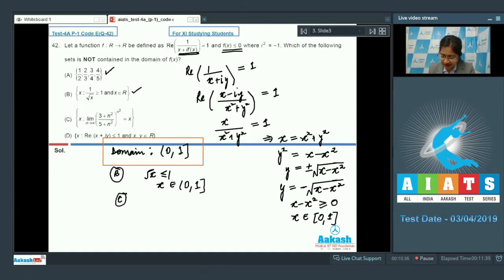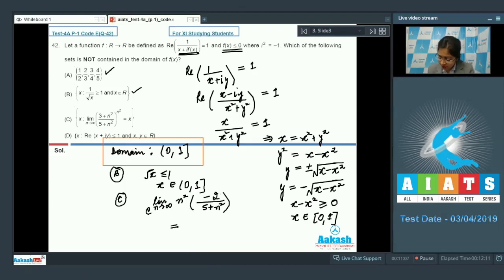Now option number C says that the limit as n tends to infinity is of the form 1 raised to the power infinity. So how will we find it? It will be e raised to the power of the limit as n tends to infinity of n square times, subtracting 1 from (3 plus n square) upon (5 plus n square). We will get 5 plus n square in the denominator, and in the numerator we will get 3 plus n square minus 5 minus n square. That will give me minus 2.